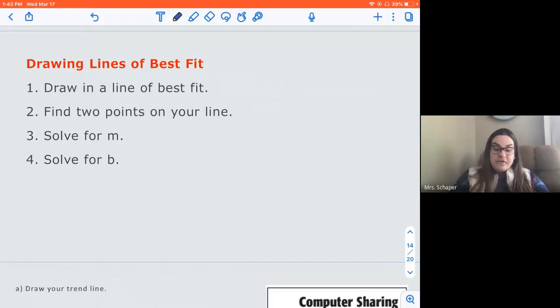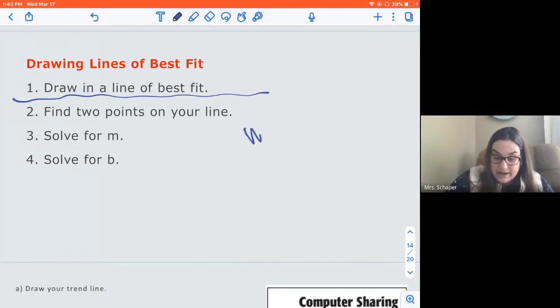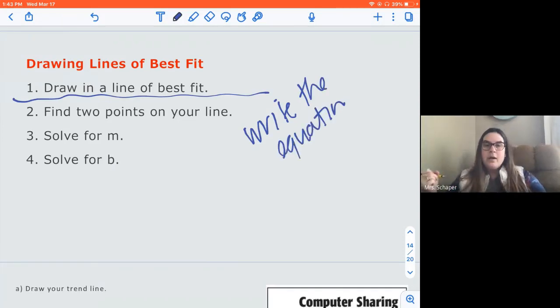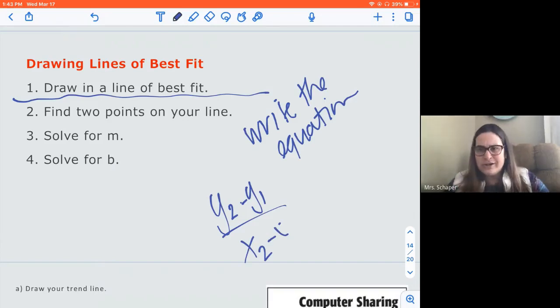Then from there, the super cool, exciting adventure part is you can write the equation of the line. You find 2 points on that line, and then you can find your slope by using y sub 2 minus y sub 1 over x sub 2 minus x sub 1. And then you can solve for b and you can get your equation. Super cool. So I'm going to walk you through some examples.